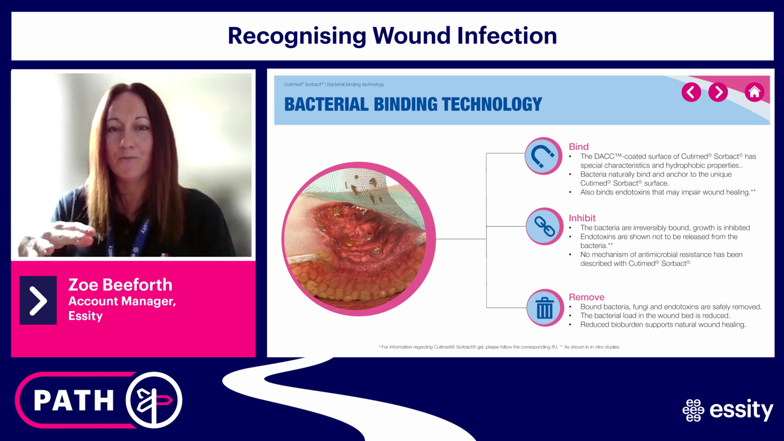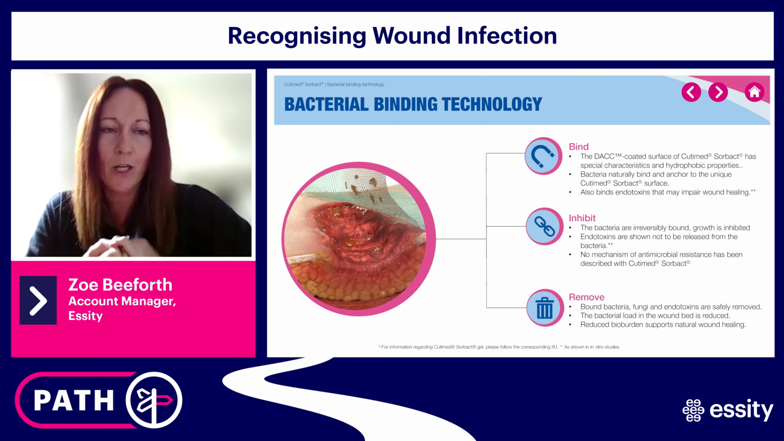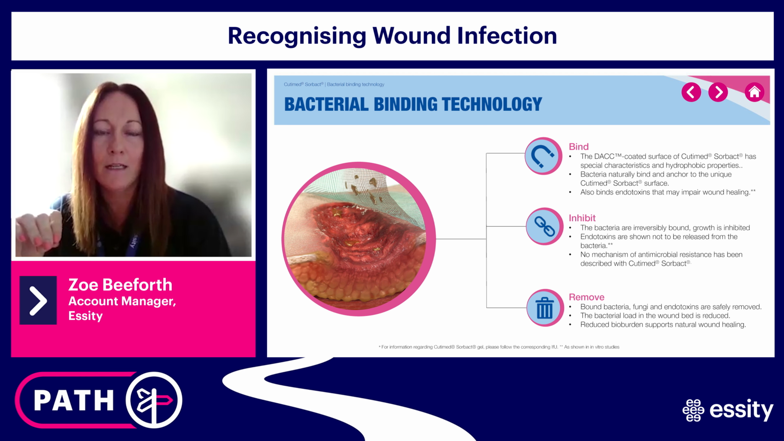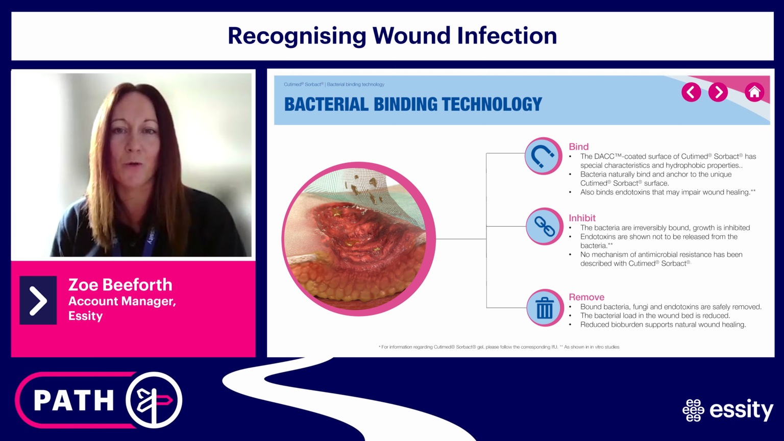So it inhibits. So not only does it bind, it inhibits the bacteria. So we know that they are irreversibly bound, so that growth is completely inhibited. Endotoxins are shown not to be released from the bacteria. So no mechanism of antimicrobial resistance has been described with Cutamed Sorbat.